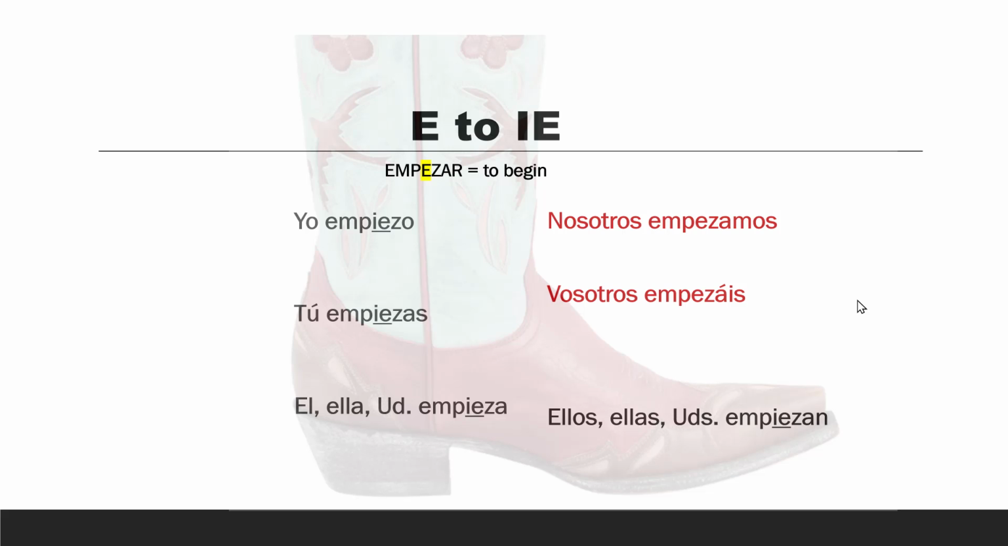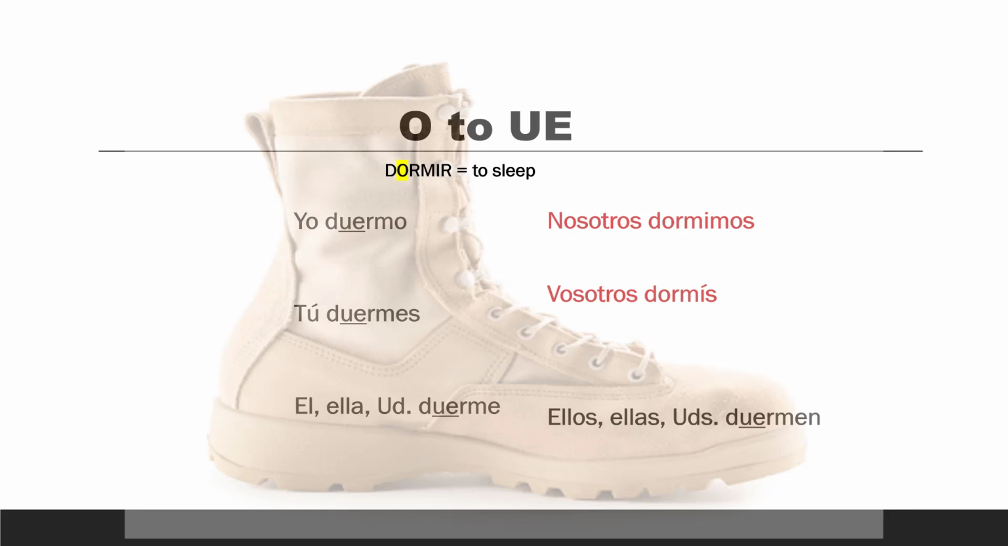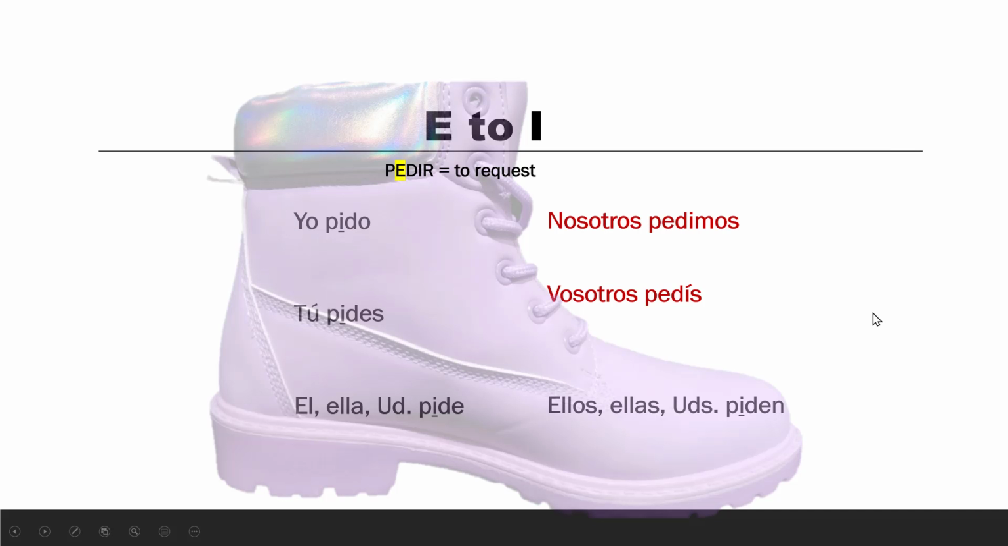So let's take a look at that second group, from O to UE. As you can see, an example would be dormir, where the O is going to change to UE. Where? It's going to change everywhere except for nosotros and vosotros, where the O is going to remain as it was. And then E to I, here's another example. Pedir, which means to request, that E has changed to I pretty much everywhere except for nosotros and vosotros.